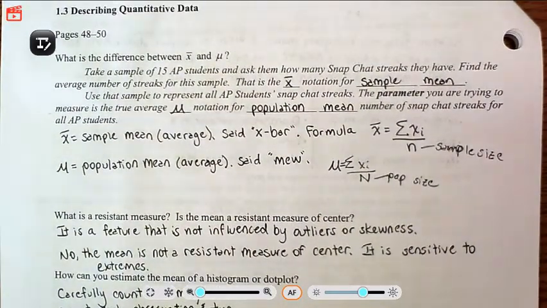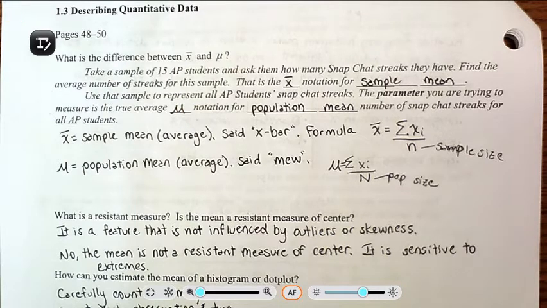Welcome to lesson 1.3, describing quantitative data. What is the difference between X bar and mu? Take a sample of 15 AP students and ask them how many Snapchat streaks they have. Find the average number of streaks of this sample. That is the X bar notation for sample mean. Okay, use the sample to represent all AP students' Snapchat streaks.